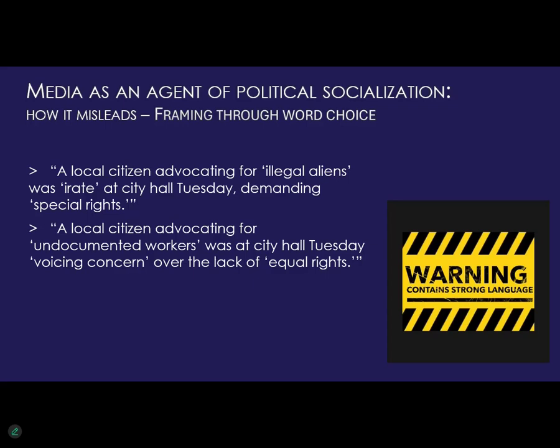Now, what are the connotations of the words illegal aliens versus undocumented workers? What's the connotation of irate versus the connotation of concerned? It's the same event, but depending upon which words you choose, you'll perceive different versions of that event. That's called framing through word choice. And you can see how the words they choose can paint a picture of an event that is skewed one way or the other.